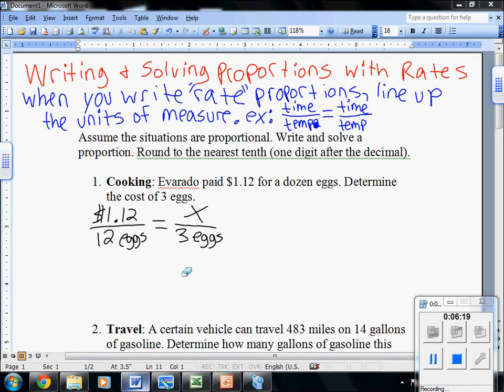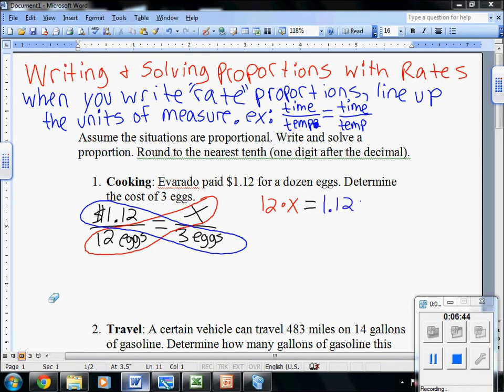So we're going to use the cross product property. As a reminder, you multiply both directions diagonally. So we'll multiply this way. And the direction you choose to go in does not matter. Remember that. The direction you choose to multiply in does not matter. So we'll multiply one way then the other. The first direction gives us 12 times x. And then the second direction gives us 1.12 times 3. Those are the 2 directions we've got to multiply in.